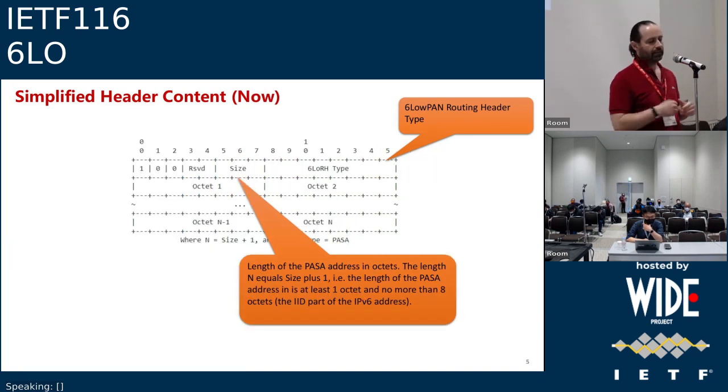And this is the new header, in the sense that the size previously was counting pairs of octets, so the quads. This is not necessary anymore, so we just count the length of the address in octets. The address type is not needed anymore, so we have 2 bits that are reserved for future use.